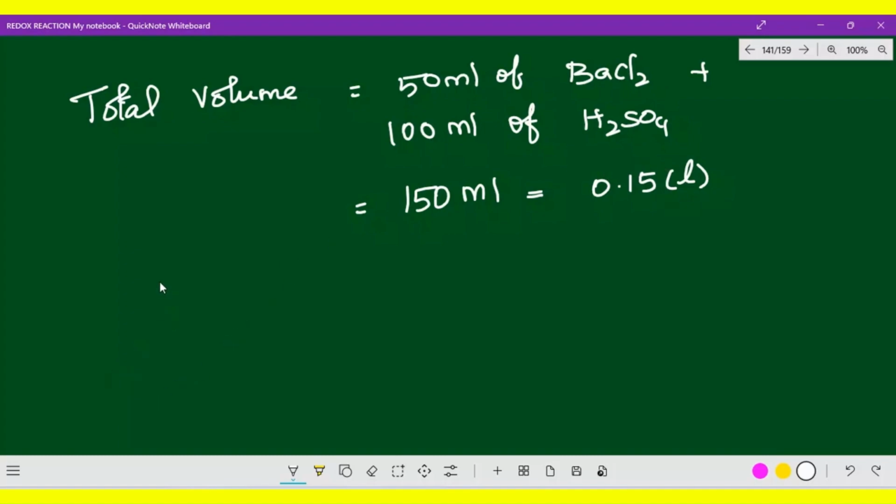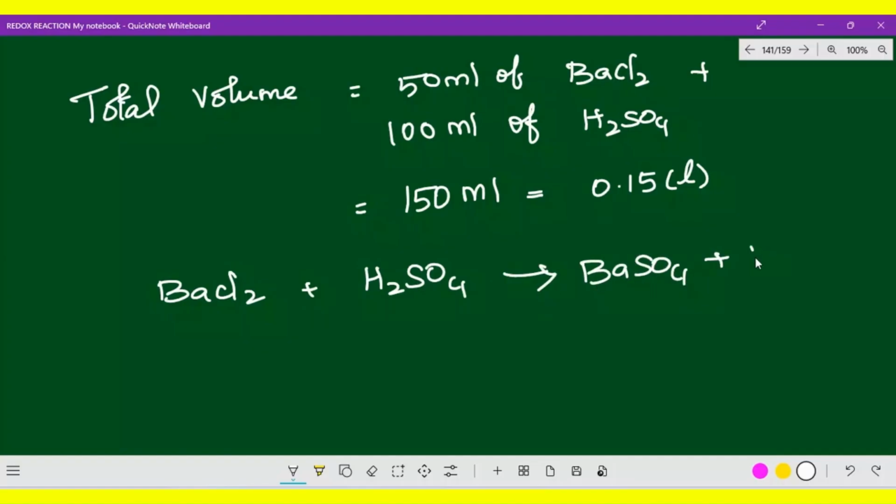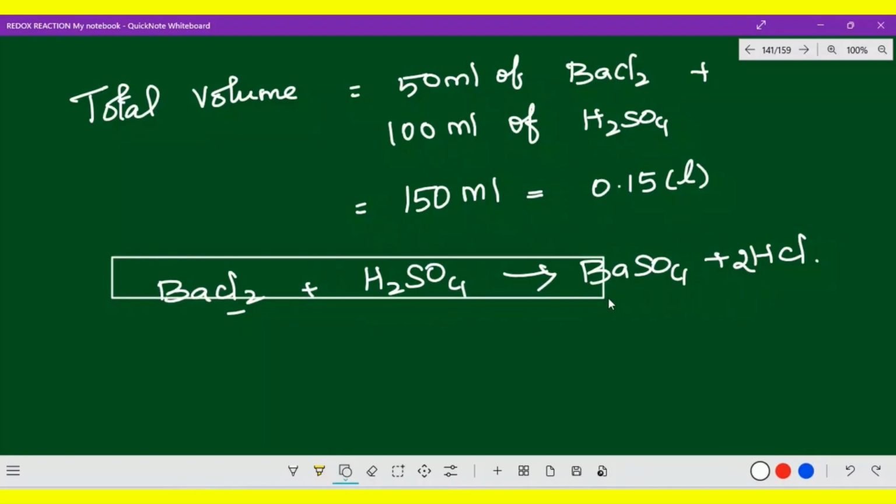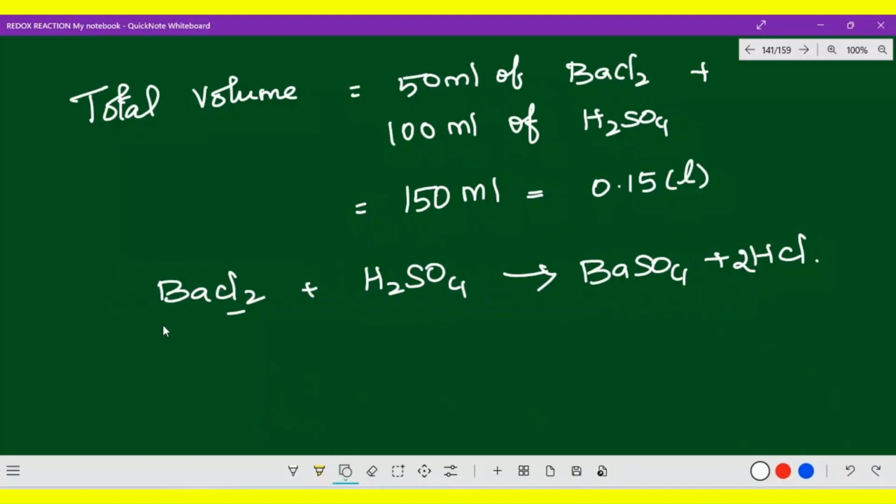Right now here I bring the equation. BaCl2, because it is total now, it will start reacting with H2SO4. So what will you get? BaSO4 plus HCl. So this is 2 and this is 2, so you will get 2HCl. This is a displacement reaction. This is one more point to remember. So BaCl2 and H2SO4 give BaSO4 and HCl, it is a displacement reaction.